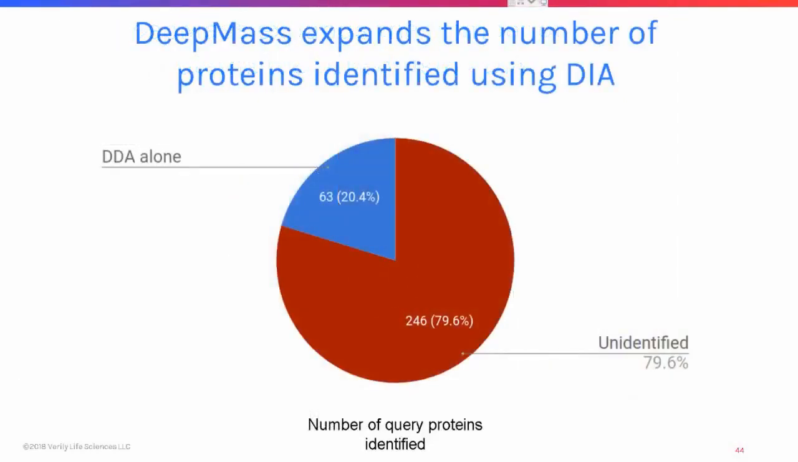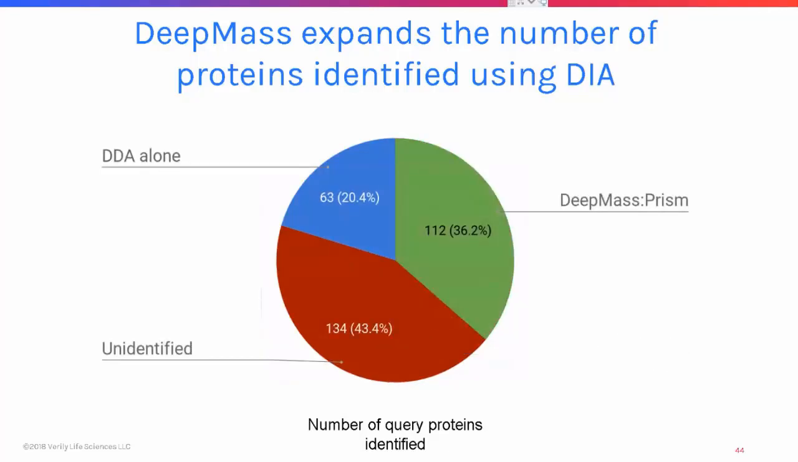So what we decided to do was to expand the spectral library using DeepMass for all of the missing proteins, and then just rerun the analysis, and this is what happened. Using DeepMass, we can now start seeing many, many more proteins. In this case, we've increased the number of proteins that we see by over 35%, which was, I think, a pretty cool result.